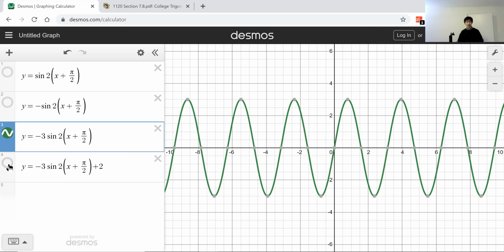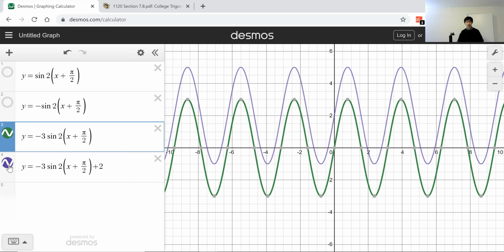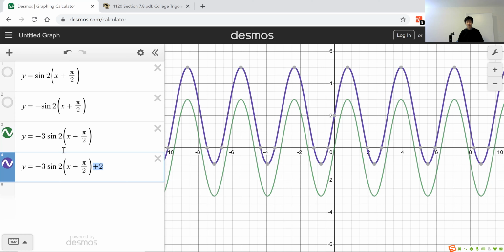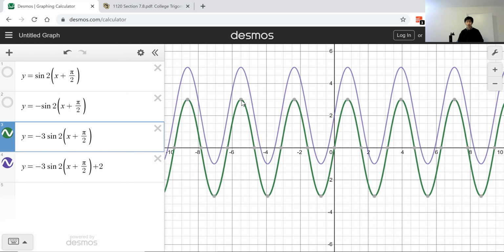If you click on it, wow, you see a purple line. So how would adding these two affect this blue line? You see, they're still the same period. However, the green line was moved up by 2 units, okay? Because you are adding 2, everything just moved up.